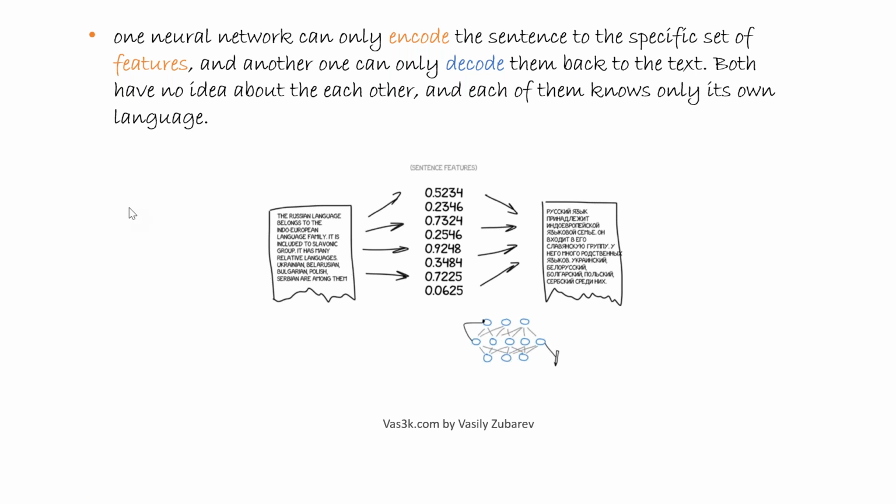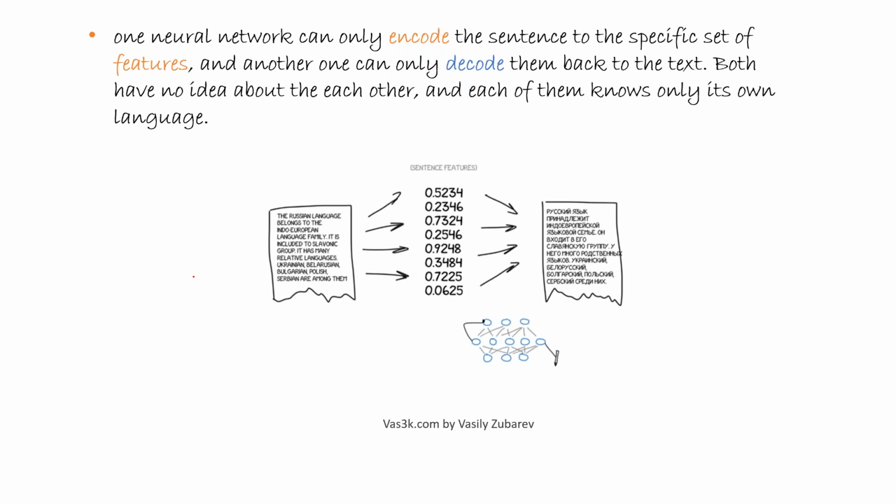So one neural network can only encode the sentence to a specific set of features, and another one can only decode them back to the text. Both have no idea about each other, and each of them knows only its own language. So it's kind of a story, right?